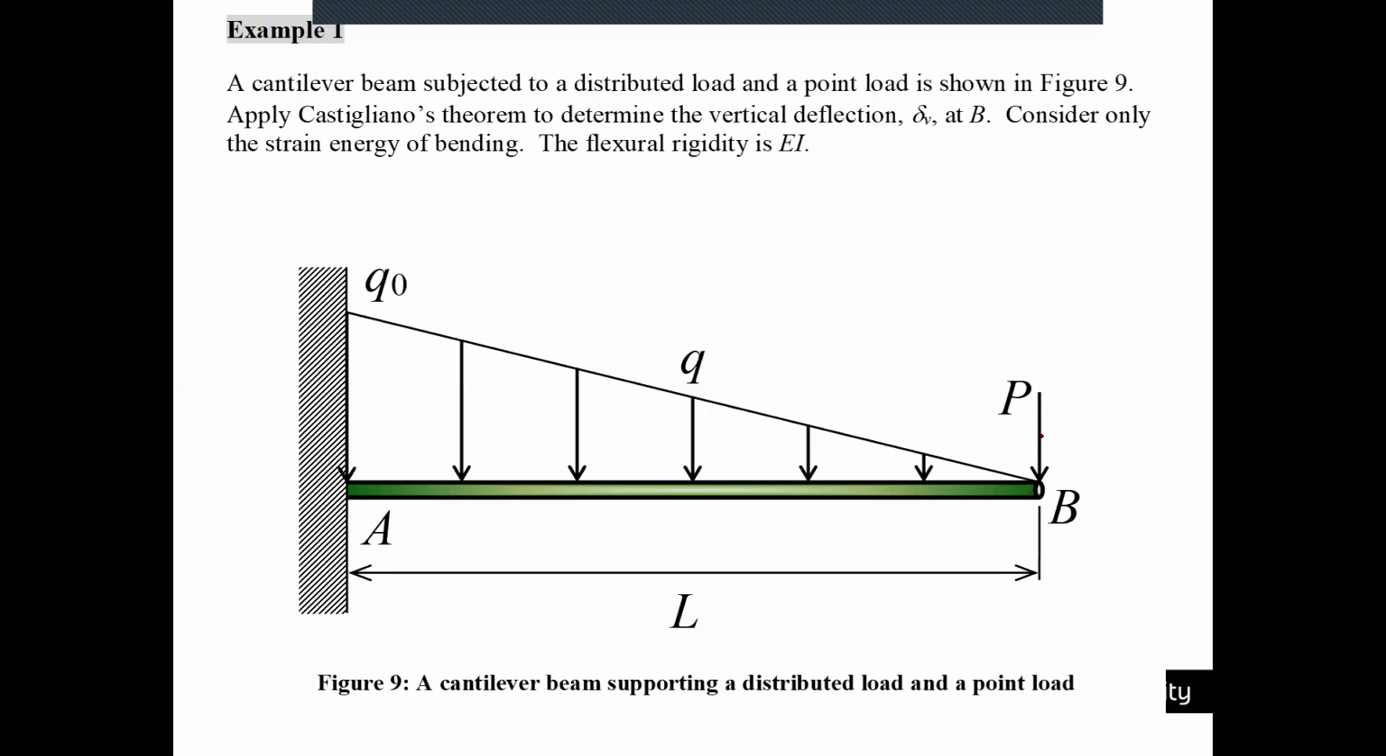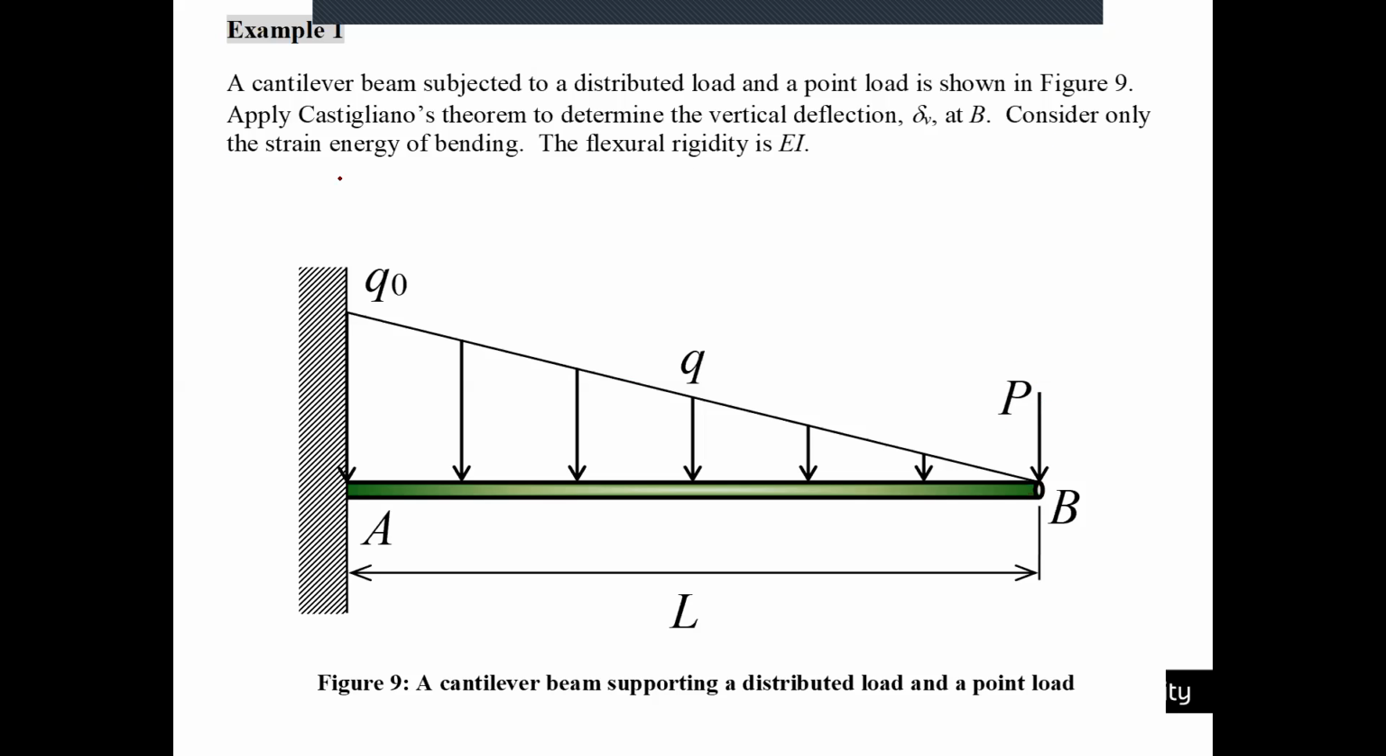Normally, if the load is in this direction, the deflection will happen in this direction. You don't need to worry about using a dummy load or something. This is point B, and there is a point load. Without any problem, you can do the calculations using this P load.